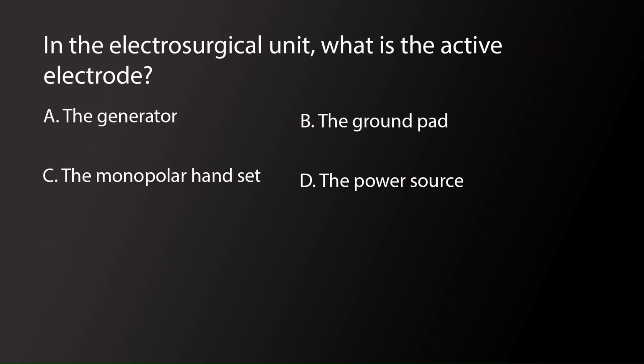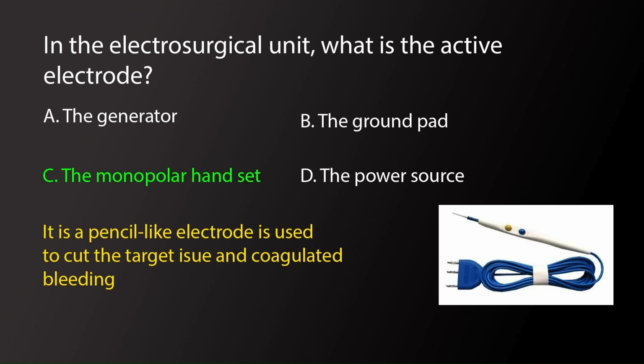Next question. In the electrosurgical unit, what is the active electrode? Option A, the generator. Option B, the ground pad. Option C, the monopolar handset. Option D, the power source. The correct answer is Option C, the monopolar handset. It is a pencil-like electrode used to cut the target tissue and coagulate bleeding.